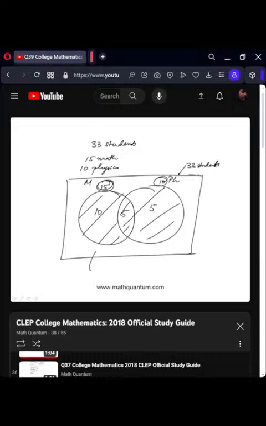that's a total of 20. The question is, how many students are not enrolled in either a mathematics course or a physics course? Which is this outside, and that would be 33 minus 20, or 13. Answer choice C.